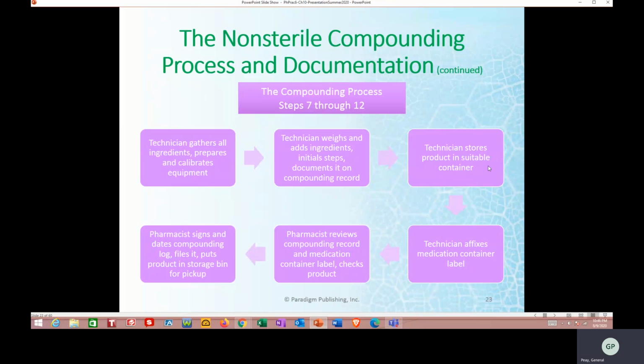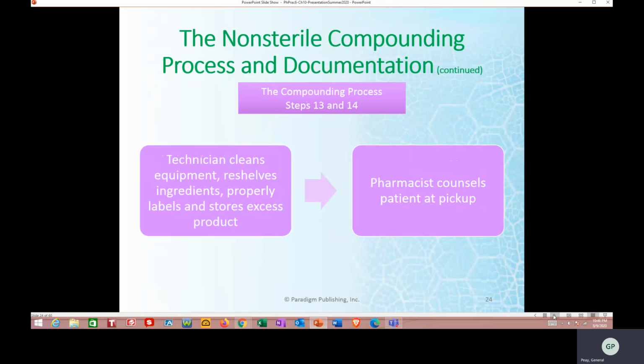Technician stores product in suitable container. And then again, you can just look through these steps, but I'll send a video that'll be a little bit easier for you to follow. And that ends with 13 and 14. Those are the final steps. The pharmacist always counsels patient at pickup.